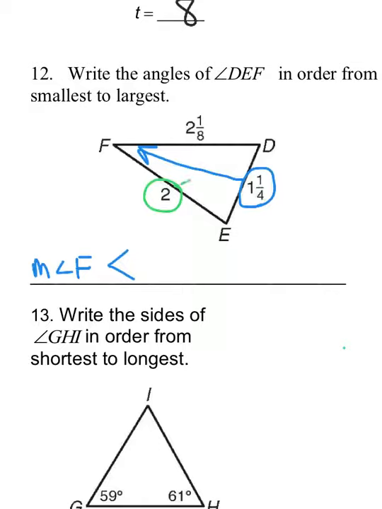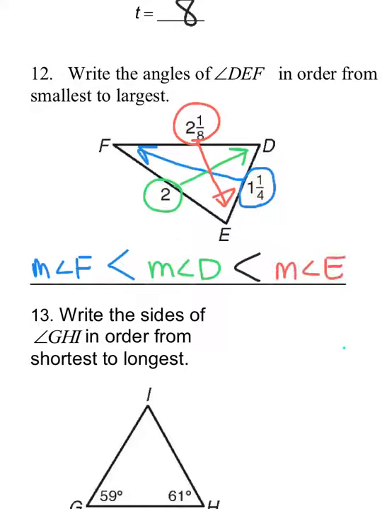So across from 2 is angle D. So that would be the next one, measurement of angle D. And that's smaller than our last one, which is 2 and 1/8, which is the largest side. But across from it is the largest angle, which is the measurement of angle E. We have listed the angles from smallest to largest.